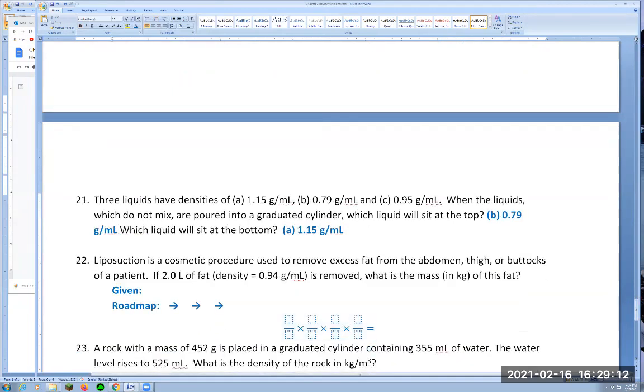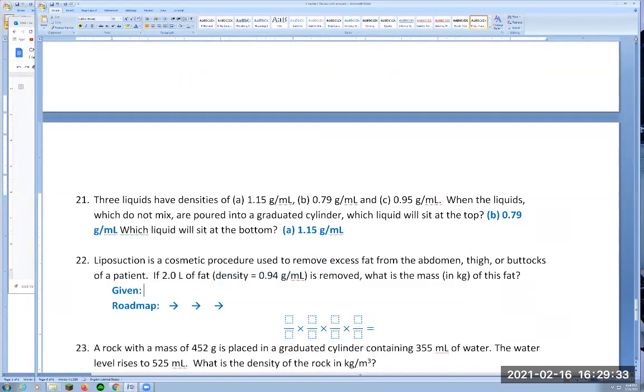Liposuction is a cosmetic procedure used to remove excess fat from the abdomen, thigh, or buttocks of a patient. If 2.0 liters of fat, and you're given the density of fat, is removed, what is the mass in kilograms of this fat?